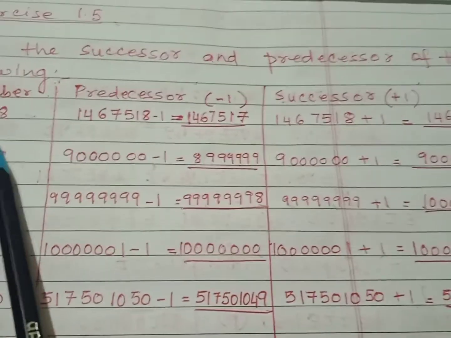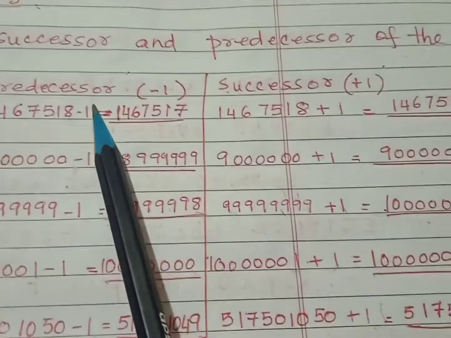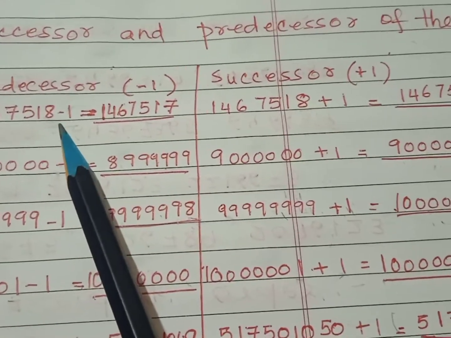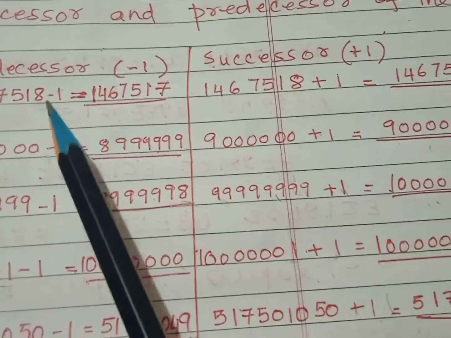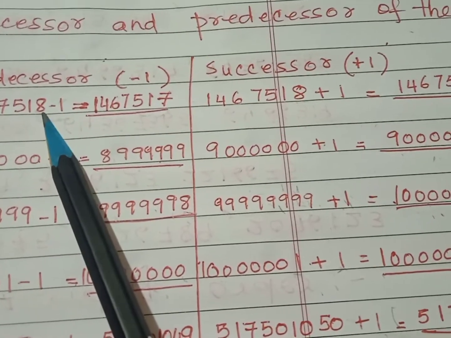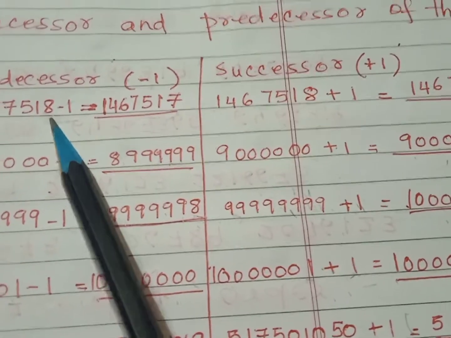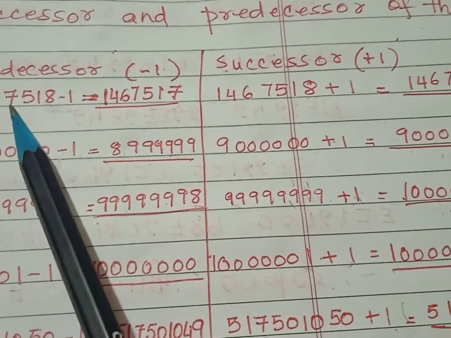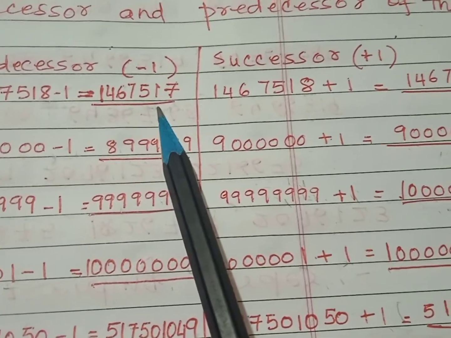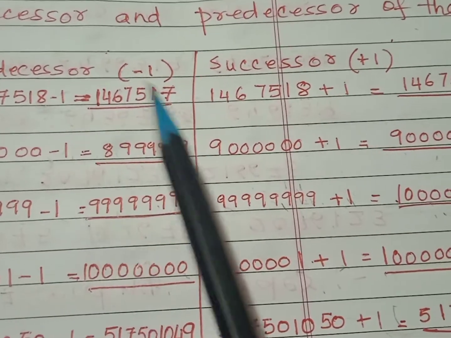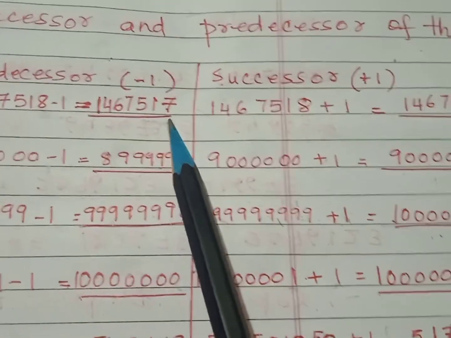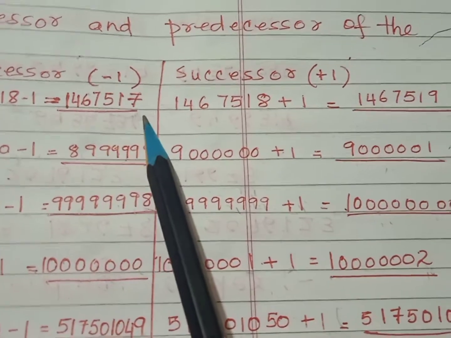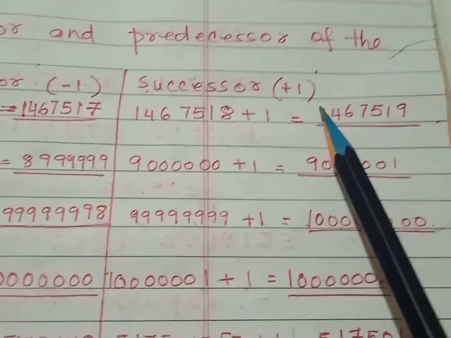14,67,518. When we want to find the predecessor, the rule is the same. We just minus 1 from the ones place. So when we minus 1, the ones place gets reduced by 1. If this is 8, it becomes 7 and the rest of the digits remain the same. That is 146751 remains the same, and then 8 minus 1 will give you 7. So we end up with 14,67,517.